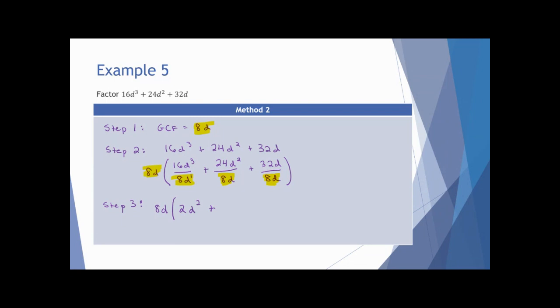Then I move on to the middle. I have 24 divided by 8, which is 3. And then again, that d would have an exponent of 1, and you subtract it, because you're removing a d. So you have 2, you've removed 1. 2 minus 1 is 1, so that's a d. And then we have 32 divided by 8, which is 4. And then those d's just cancel out, so you don't have to write anything there. And then that's your final answer.